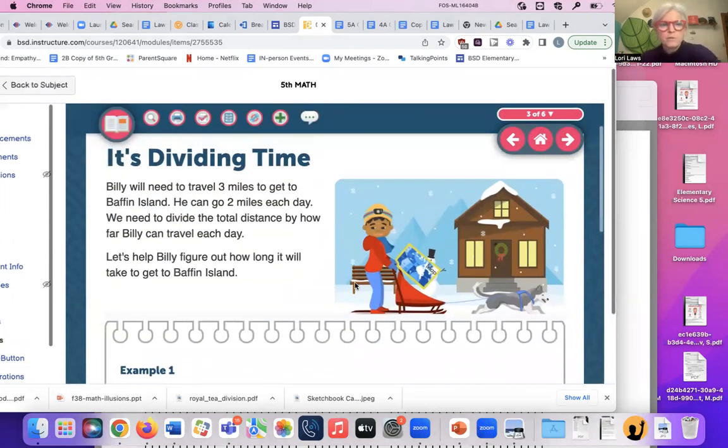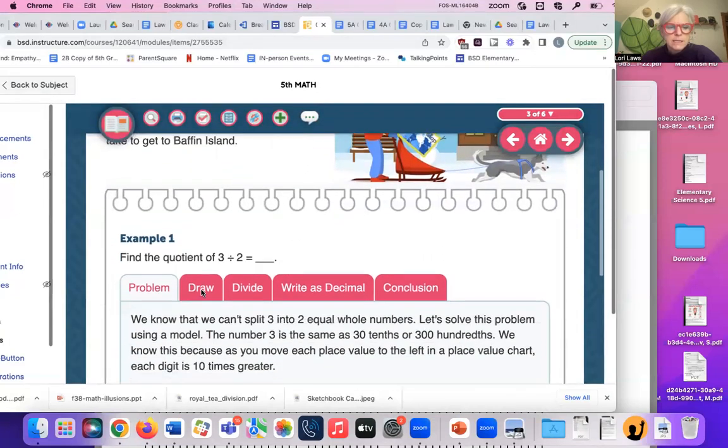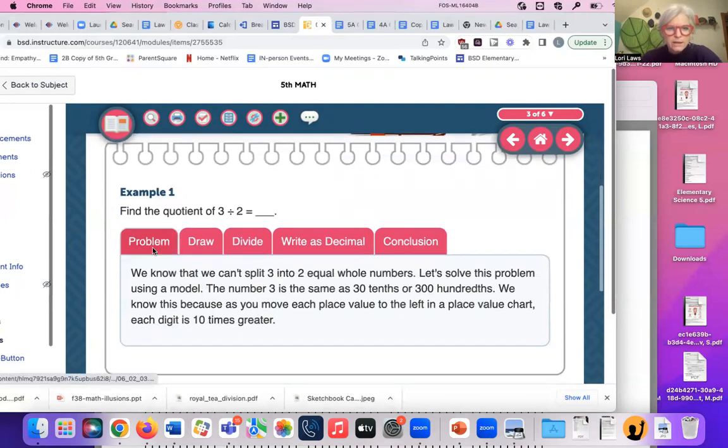So moving on through the lesson on page 3, they continue with this, and they say that Billy is going to travel 3 miles to get to Baffin Island. He can go 2 miles each day. We need to divide the total distance, 3, by how far Billy can travel each day. Let's help Billy figure out how long it'll take to get to Baffin Island. Find the quotient or answer of 3 divided by 2. So 3 miles divided by 2 a day. How many days will it take?